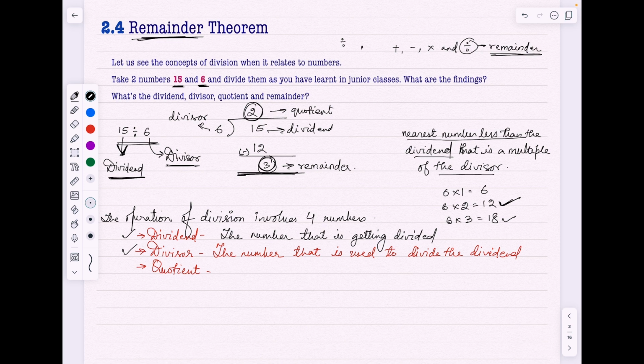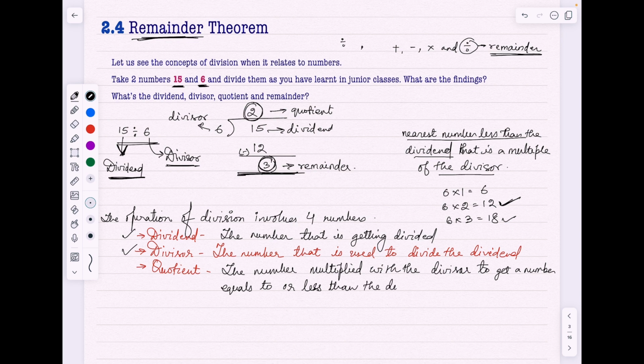So what is quotient then? Quotient is the number multiplied with the divisor to get a number equal to or less than the dividend. Understood? See here, 15 is the dividend.